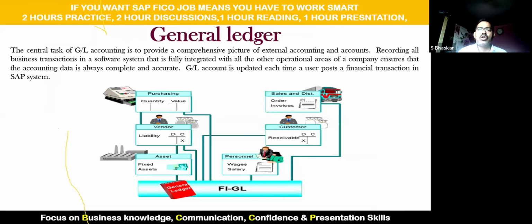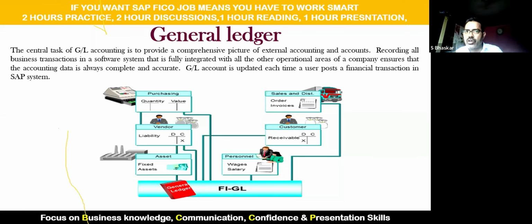Fine. Now we'll go into each and every topic in great detail. General ledger accounting. What do you mean by general ledger accounting? It is used to design the structure of your company. Without general ledger accounting, you cannot build an SAP system. In layman's language, it is a foundation. On your foundation, you're going to build your construction.